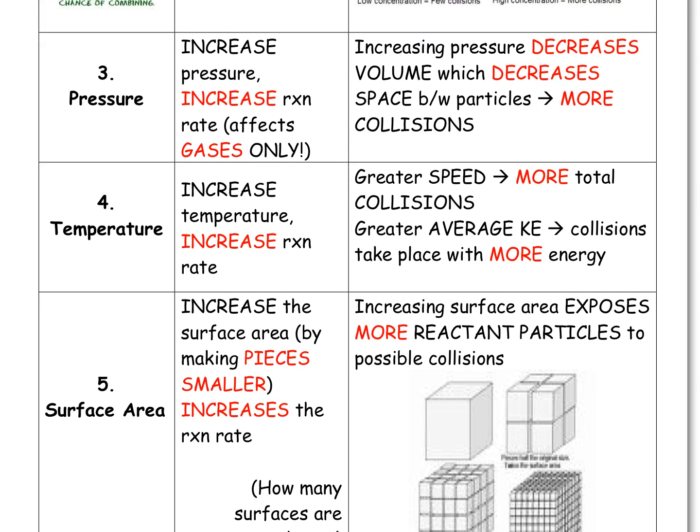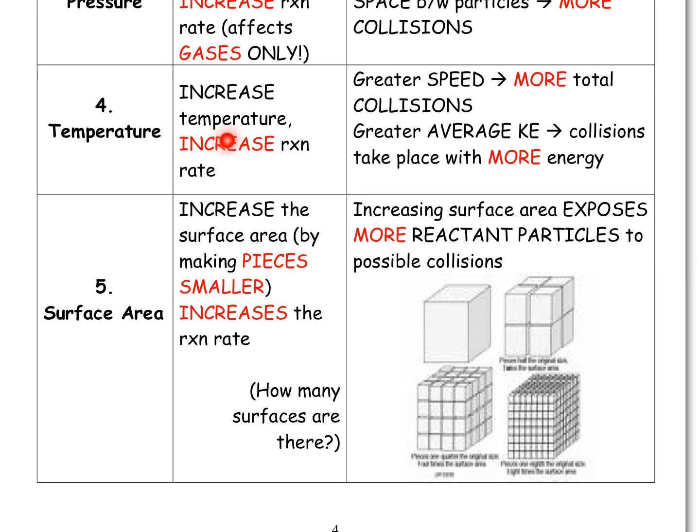Next, temperature. If I increase the temperature, that will increase the reaction rate. Well, they're going faster, so there's more total collisions. They're just going to hit each other more often. And when they do hit each other more often, they're also going to have more energy. So they're more likely to have the required amount of energy for the reaction to occur. That will create more effective collisions, faster reaction rate.